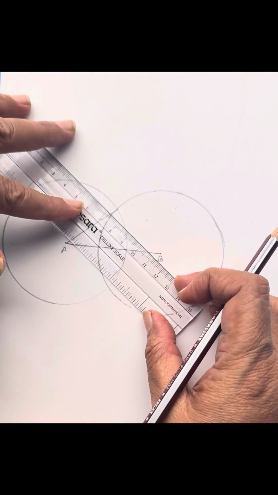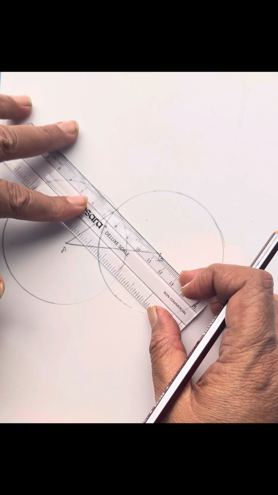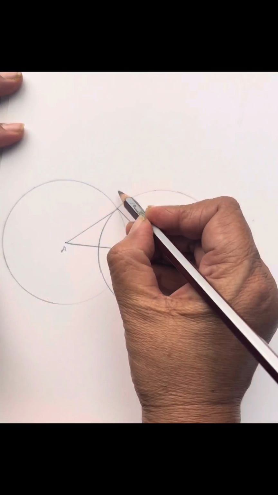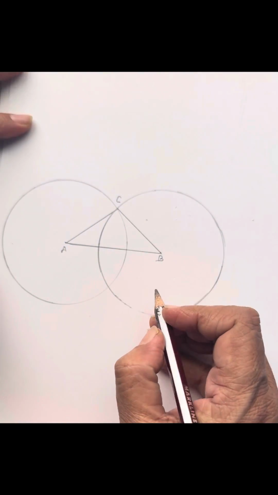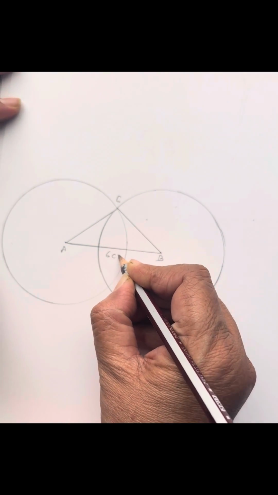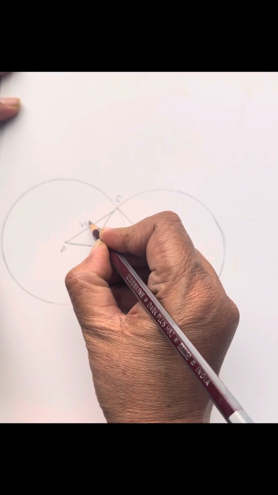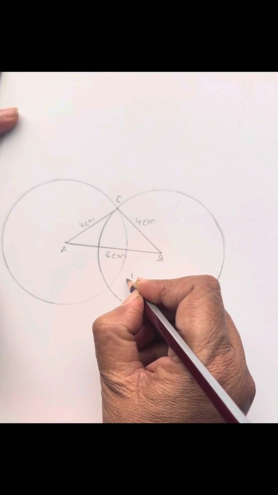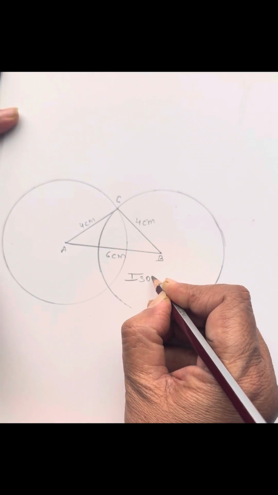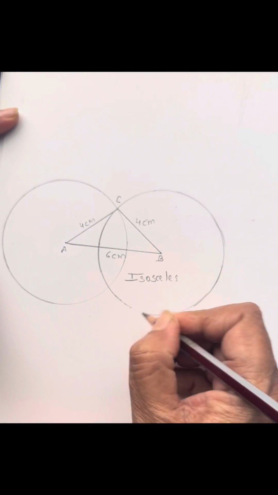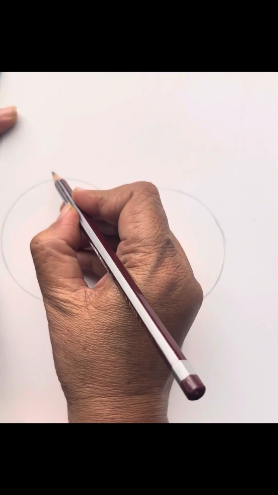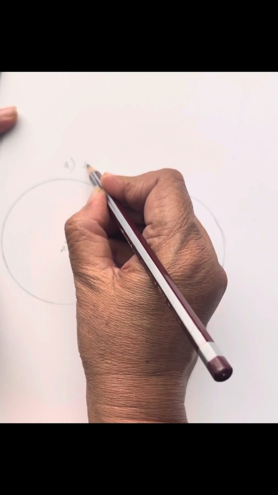And name it as point C. Right? So this is point C. So this is 6 centimeter, AB is 6 centimeter, and these both are 4 centimeter. So two sides are equal, so it is an isosceles triangle. This is question number 1, A. It is 4, 4, 6.